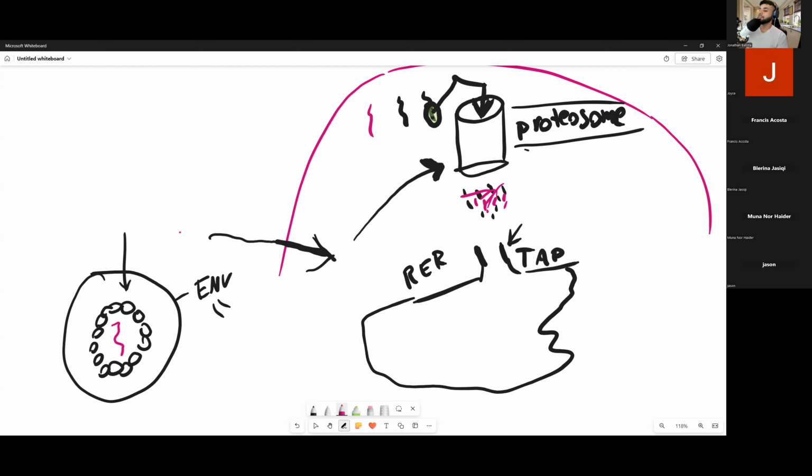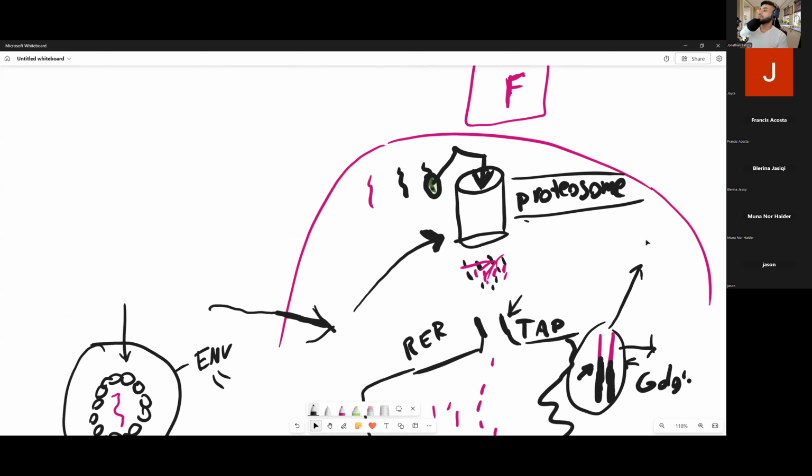So once these fragments enter here, they're going to associate with MHC1. Now, this is going to form a complex where MHC1 will now have the information of that destroyed, that fragmented virus. The identity is now exposed. So this MHC1 needs to make its way to the membrane. It can do this when it interacts with the Golgi apparatus. The Golgi apparatus will tag this complex and send it over to the membrane. So then this cell will have MHC1 with the expressed identity of that virus.